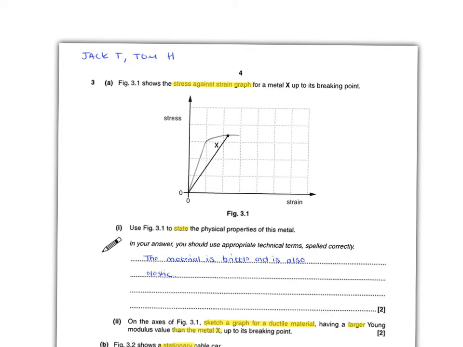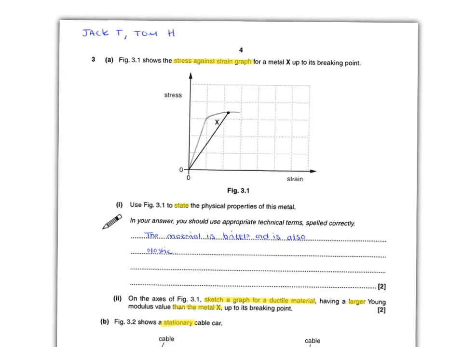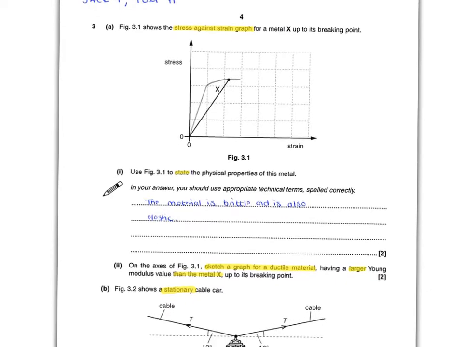Hello, this is question 3A of the December mock paper. Question 3A shows the stress against strain graph for a metal X up to its breaking point. For 3AI, you need to state the physical properties of this metal.